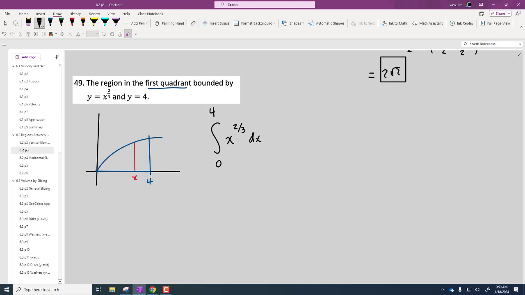Isn't y = 4 horizontal? X = 4 is the vertical at 4. Oh, I'm finding the wrong area. Thank you. I was going to say. Great.